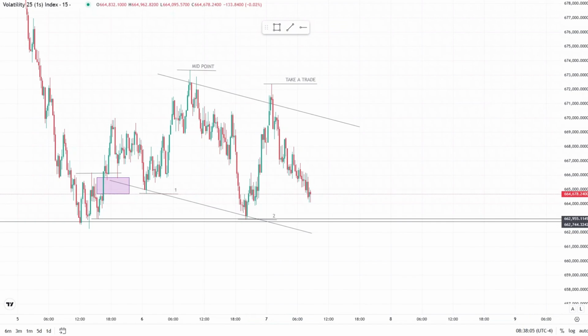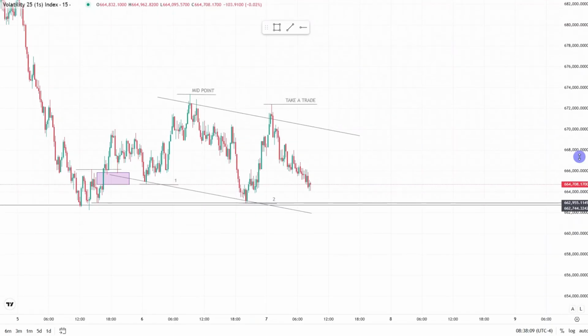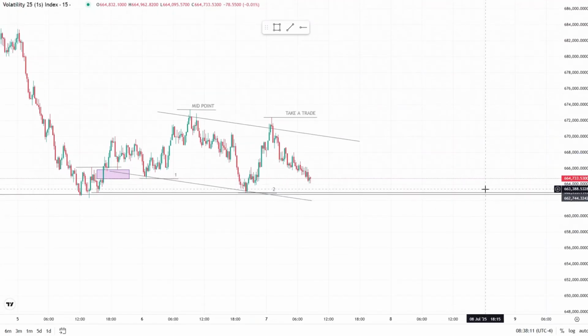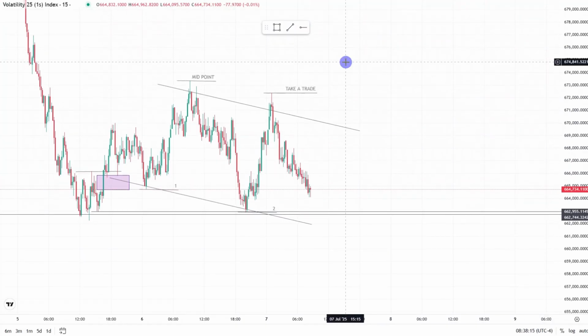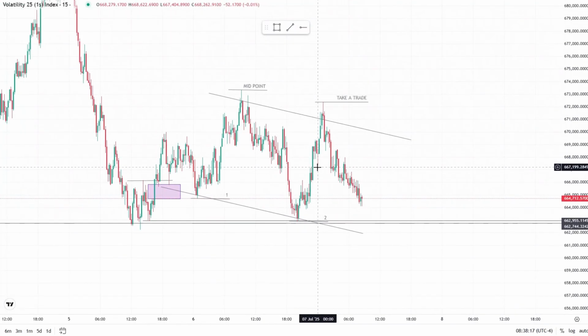Not that you should take a trade, but you should be interested. You should look at the qualities that are required for you to take that trade, right? That's where you should be interested. So this is where we drop to the 1 minute time frame. So this is where I took my trade, around this area right here. This is where I took my sell, right?